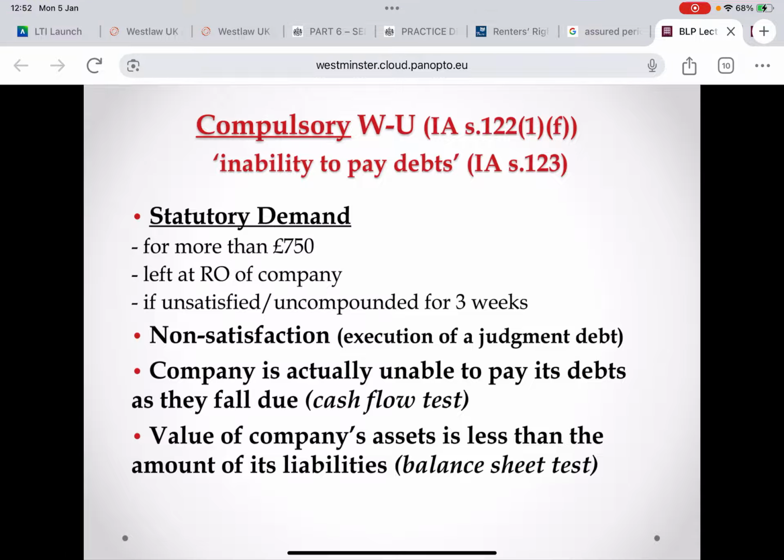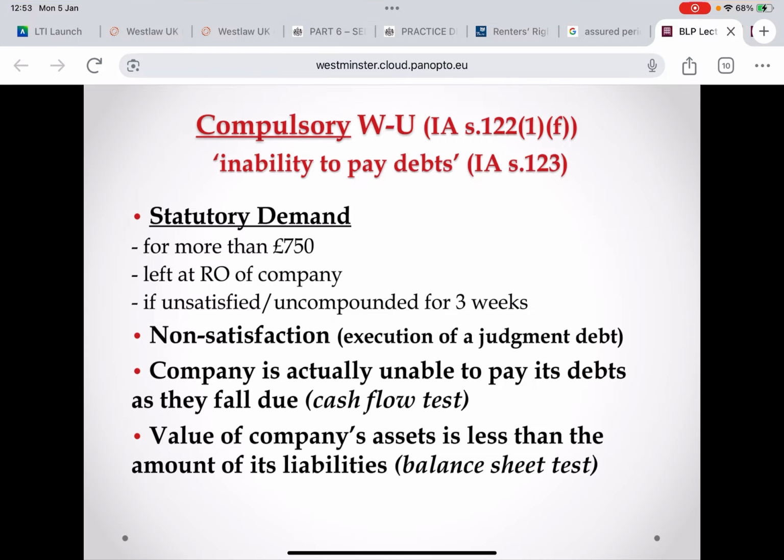And at the bottom, everybody, this one will be very interesting to the accountants, where you could show to the court in question that taking a long-term view, the value of the company's assets is less than the amount of its liabilities, taking into account contingent and prospective liabilities. That is a balance sheet approach to insolvency. But I have to say that one is very much for the accountants, bullet point number 4. As a solicitor, you should be absolutely familiar with bullet points number 1, 2 and 3, and this idea in particular of a statutory demand.